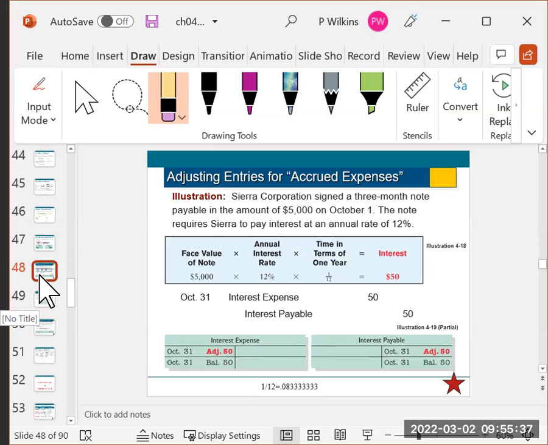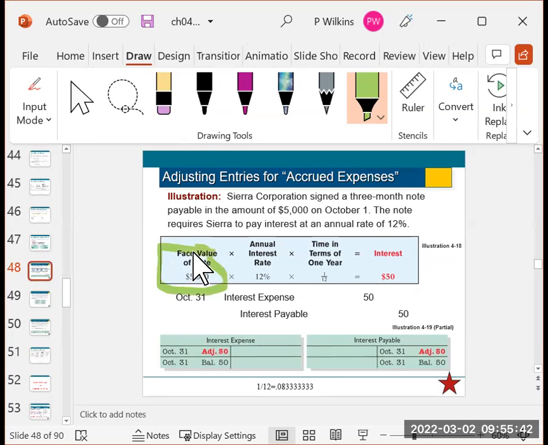So the way it works is that the principal or the face value is the face value of the note, $5,000. The rate is the annual percentage rate. So this means this is for an entire year. So because this is for an entire year, when you come over to the time, you're going to have a fraction, and the bottom part, the denominator, is going to be 12 for the number of months in a year, 12 months, okay?